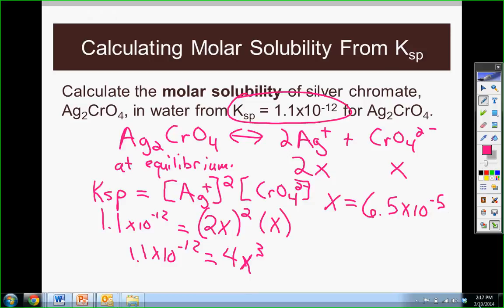Now I'll ask you, am I done? Am I done? No. Why not? CrO4 2 minus equals what? 6.5 times 10 to the negative fifth molar. And I'm going to go ahead and do this. What about Ag plus? What do I have to do to find the molarity?